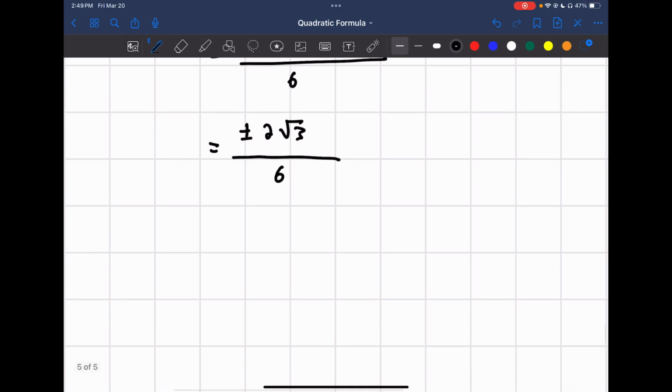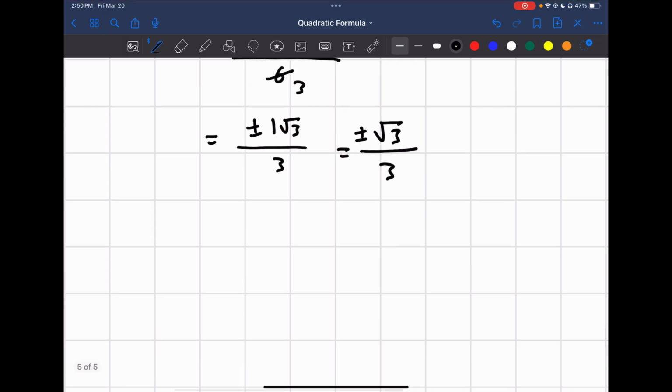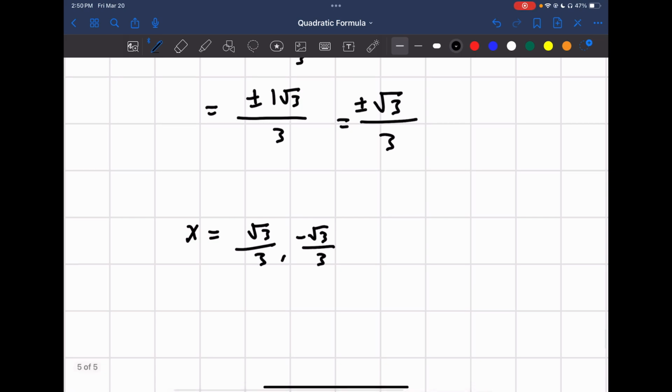And we can simplify this fraction. So the bottom would be 3, the top will be 1. So it would be plus or minus root 3 over 3. And x could have two answers. So x could either be plus root 3 over 3 or minus root 3 over 3. So it would be root 3 over 3 or negative root 3 over 3. And here is our final answer.